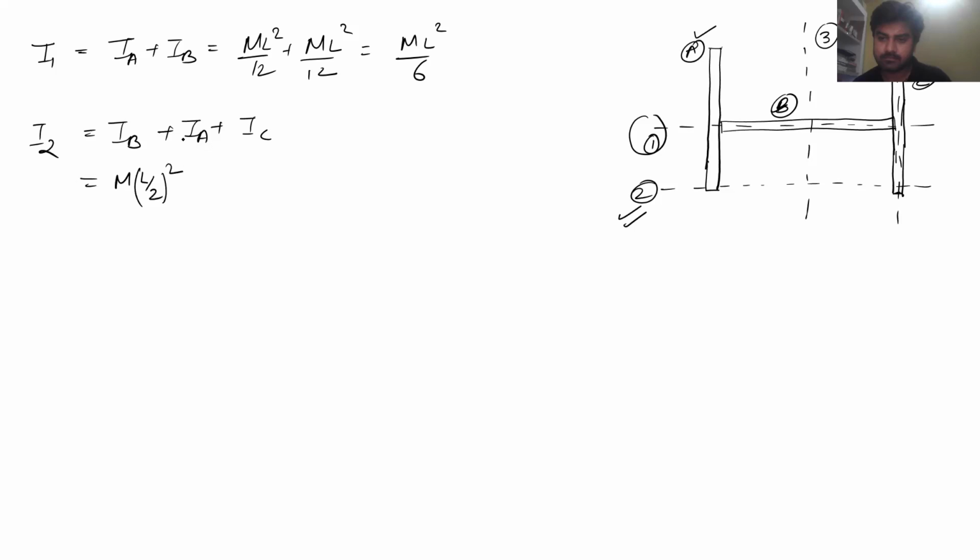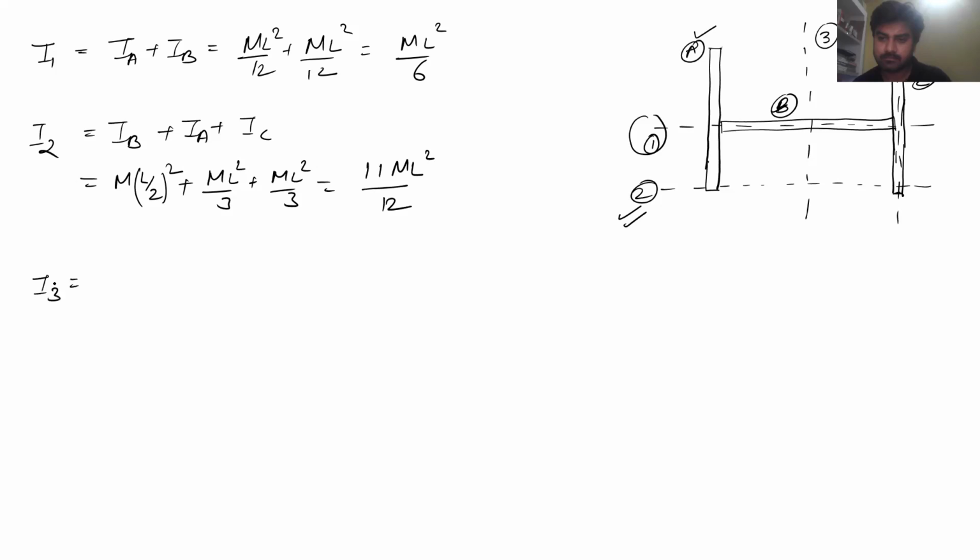IA, for A this axis 2 acts as an end axis, which is ml square by 3 plus similar for C rod also ml square by 3. So you will get 11 ml square by 12 for this, 11 ml square by 12.